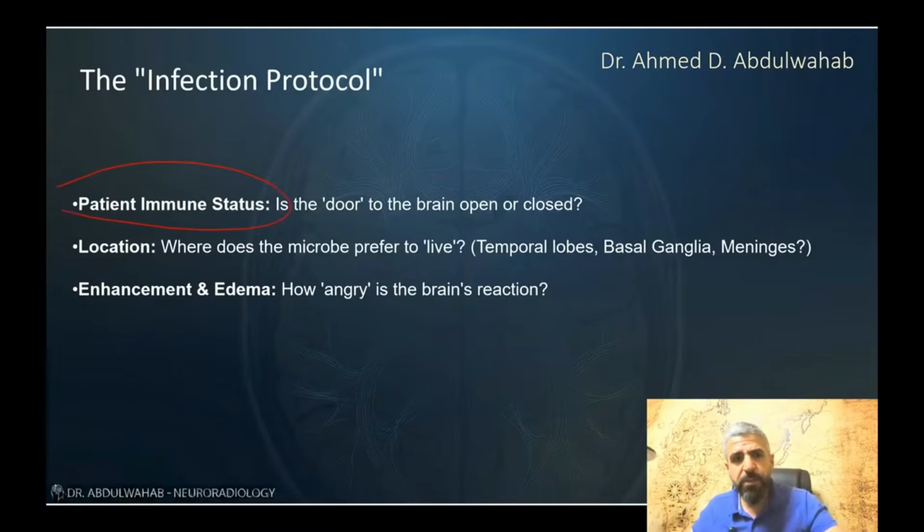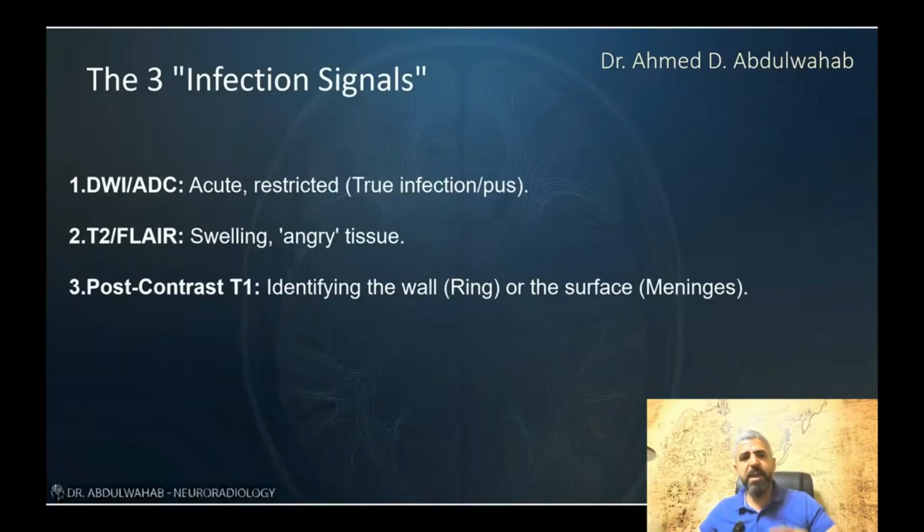Rule number 1, patient immune status. Is the door to the brain open or closed? Rule number 2, location. Where does the microbe prefer to live? Is it in the temporal lobe, the basal ganglia, or the meninges? And rule number 3 is enhancement and edema. How angry is the brain reaction? Now, the 3 infection signals that we must see in every case. First, diffusion-weighted imaging and ADC, which tell us the infection is acute if it is restricted. That's true infection or pus. Second is the T2 and FLAIR, which tell us the swelling and the angry tissue. And the post-contrast T1 identifies the wall or the ring, or the surface, the meninges.